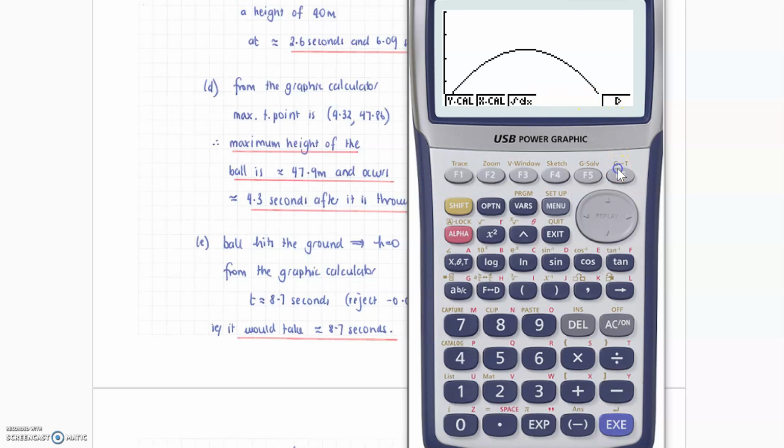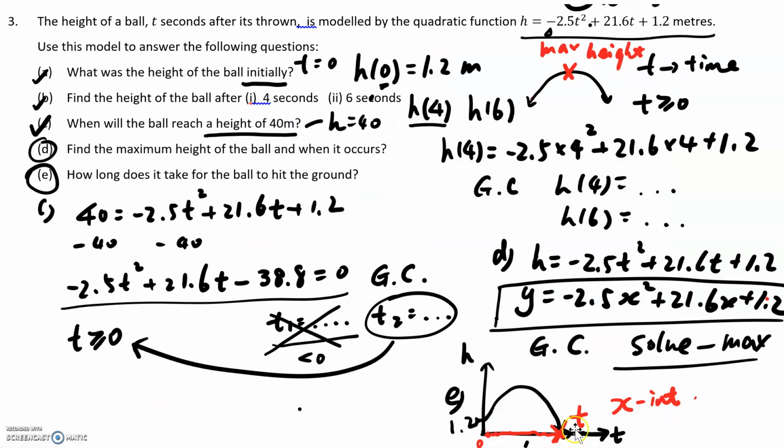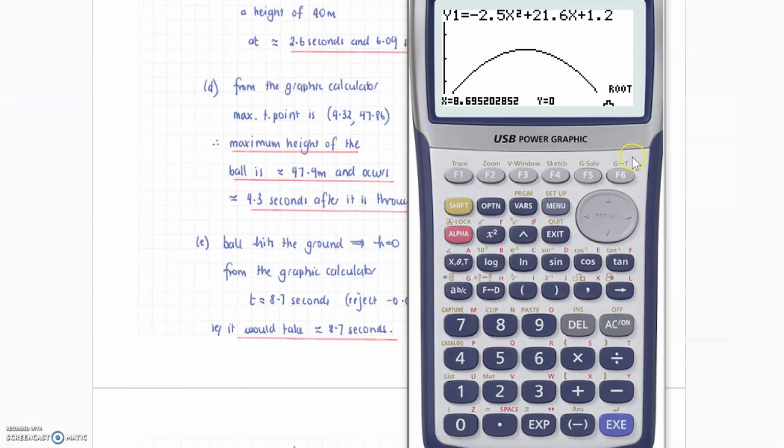Y-intercept, let's just keep going. X-intercept, it doesn't have x-intercept here. Okay, here. That's root, because roots, remember, means x-intercept. Can you see there is a small cross here? The x-intercept is 8.695. So that root here is 8 point something. So basically, it takes 8.7 seconds for the ball to hit the ground again.